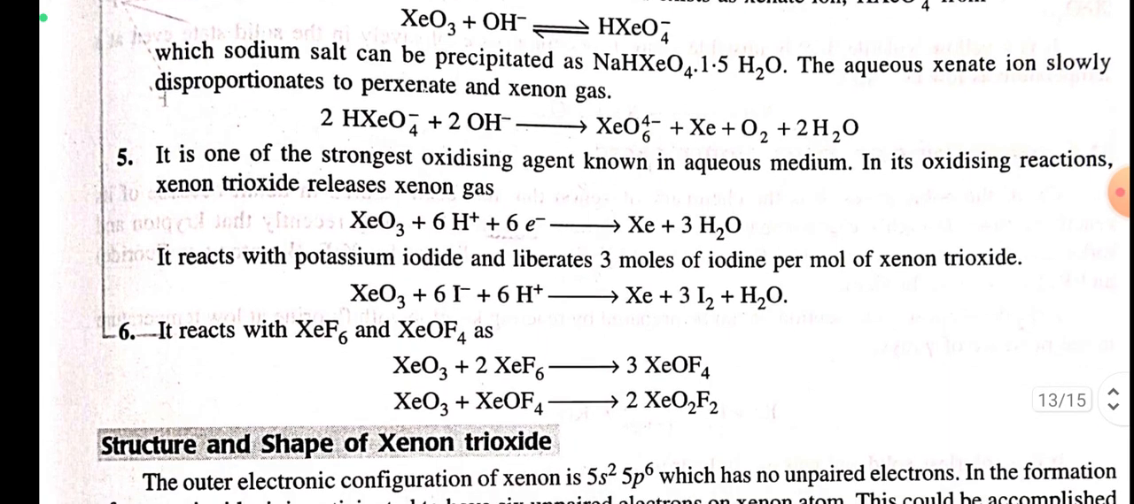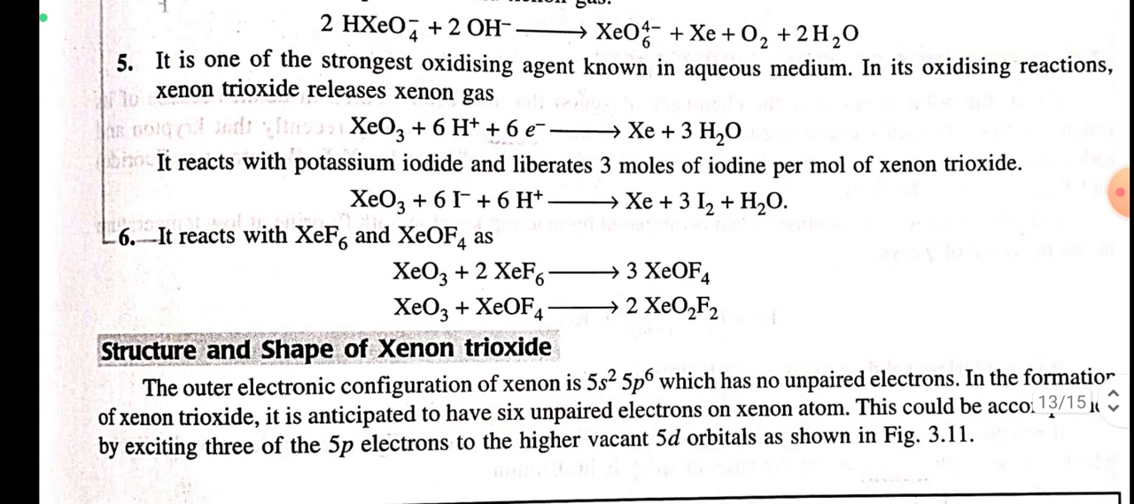It is one of the strongest oxidizing agents known in aqueous medium. In its oxidizing reactions, xenon trioxide releases xenon gas. It reacts with potassium iodide and liberates 3 moles of iodine per mole of xenon trioxide. It reacts with xenon hexafluoride to give xenon oxytetrafluoride, and with xenon oxytetrafluoride to give xenon dioxydifluoride.